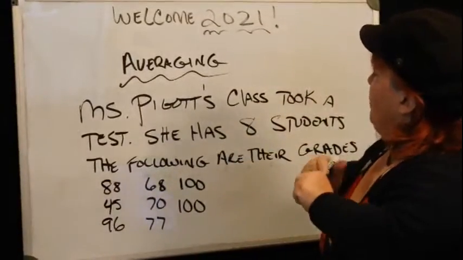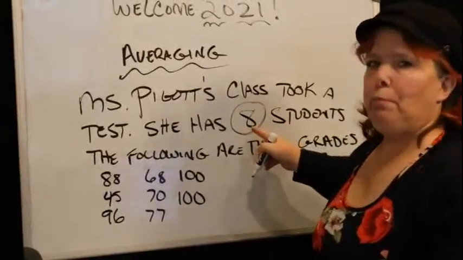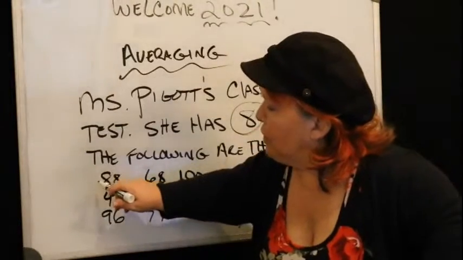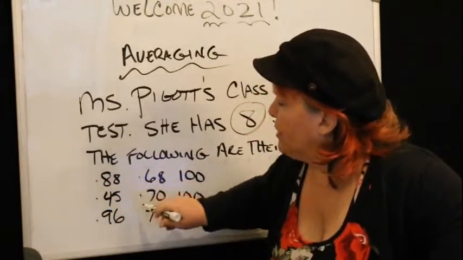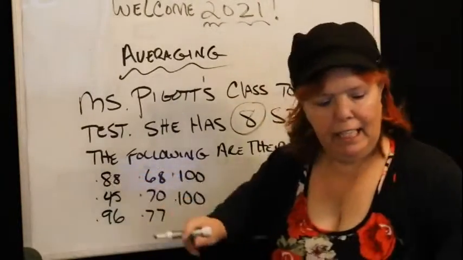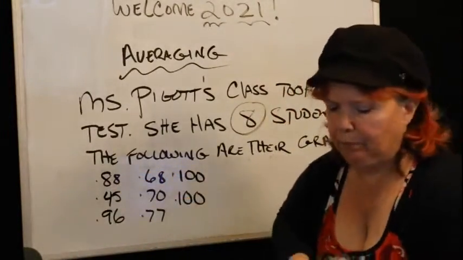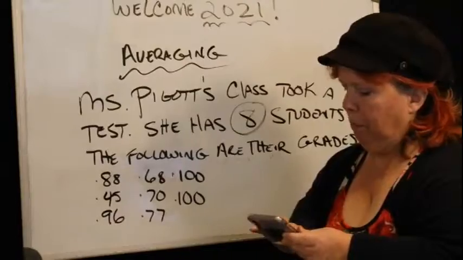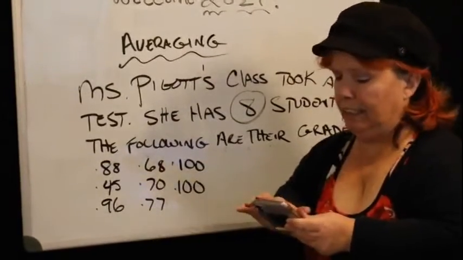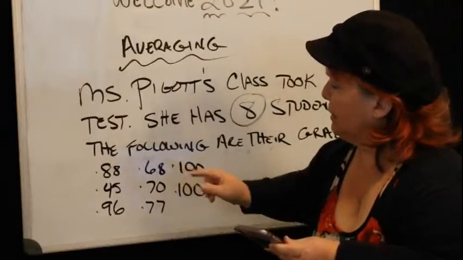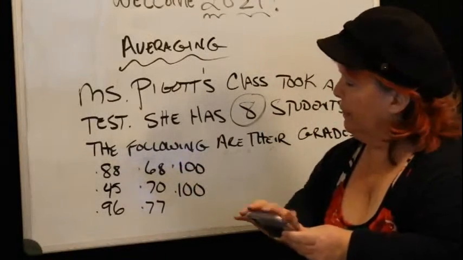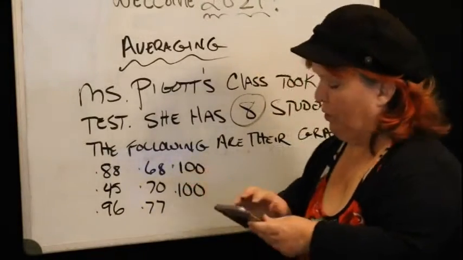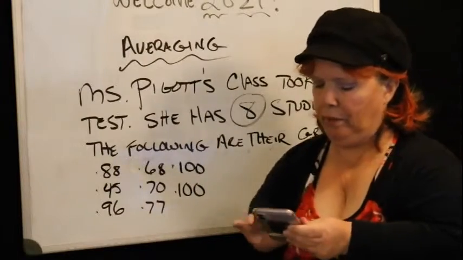You count how many parts there are. In this case, there are 8 parts. And then what you need to do is add all these together. So you take your handy-dandy calculator: 88 plus 45 plus 96 plus 68 plus 70 plus 77 plus 100 plus 100.